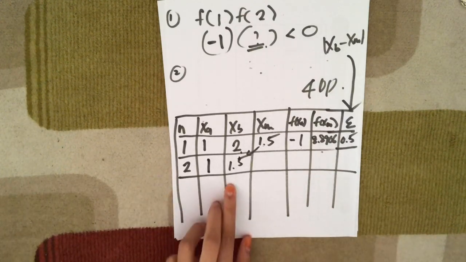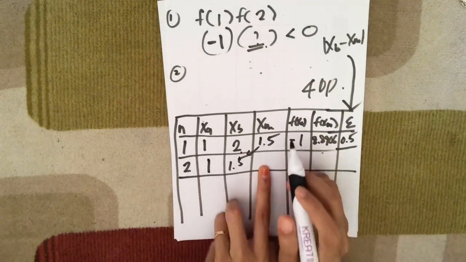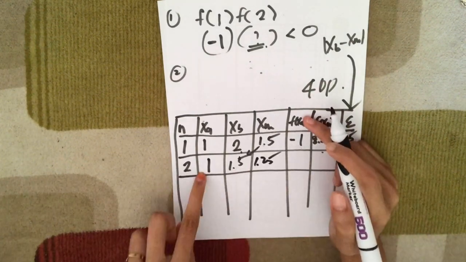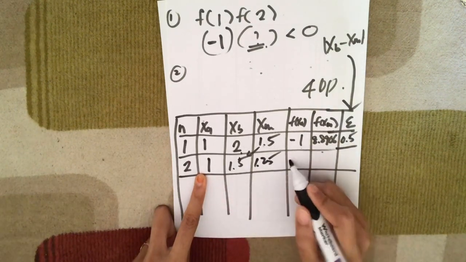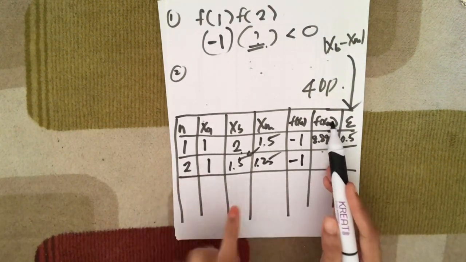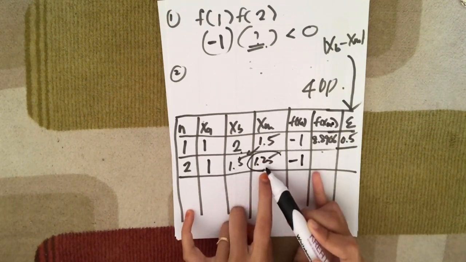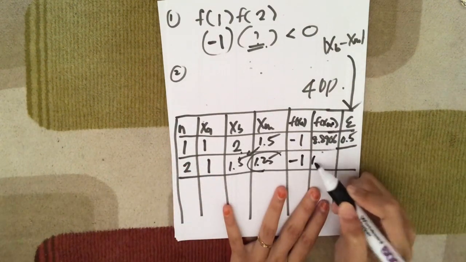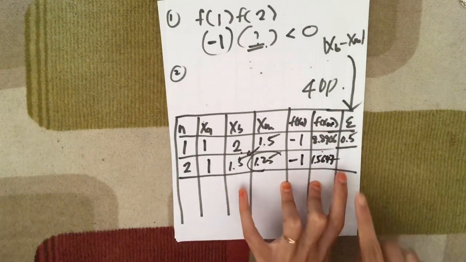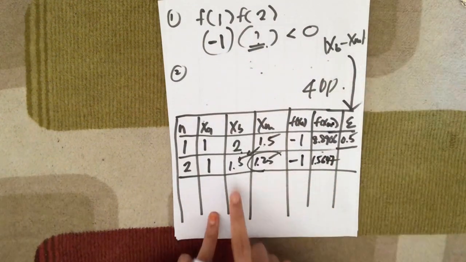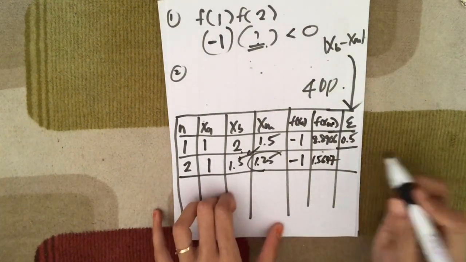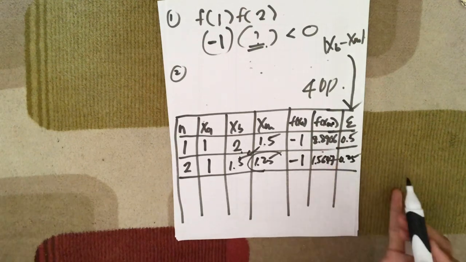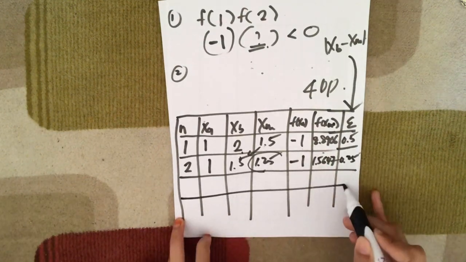Okay, alright. So now calculate the next one. What is your XM? 1 plus 1.5 divided by 2, so 1.25. And then FXA, using the same XA here, is the same, so it's negative 1. So FXM is now new. What we do is the same thing: substitute 1.25 into your function f, and you will get the answer 1.5647, and then find out the error. So XB minus XM. So 1.5 minus 1.25, 0.25. Check whether it's less than or greater than 0.001. It's greater than 0.001, so it means that you need to continue the calculation.